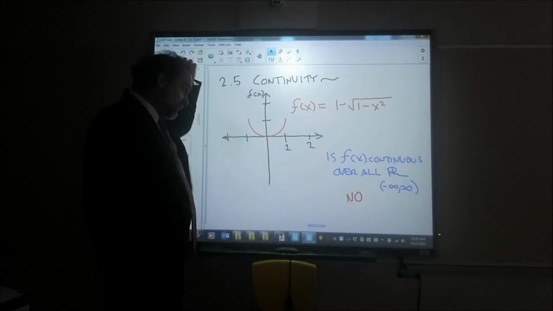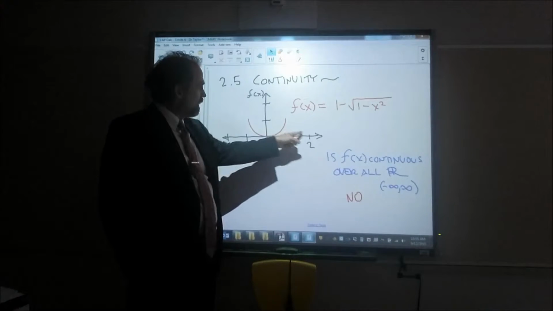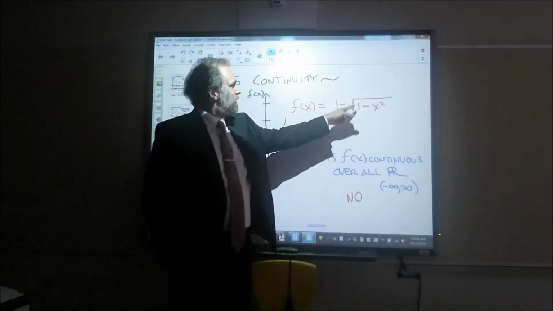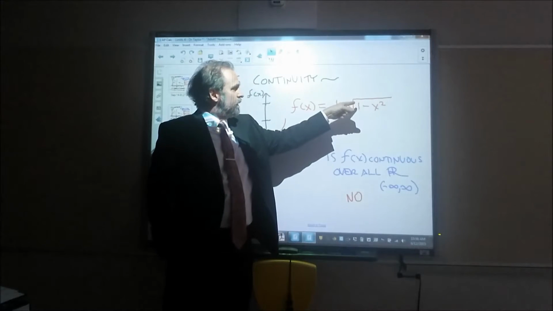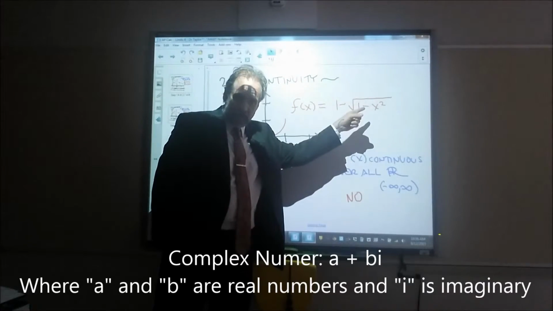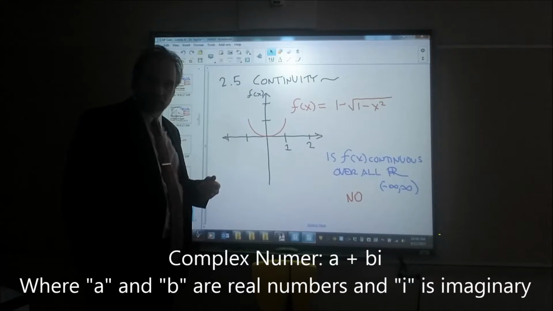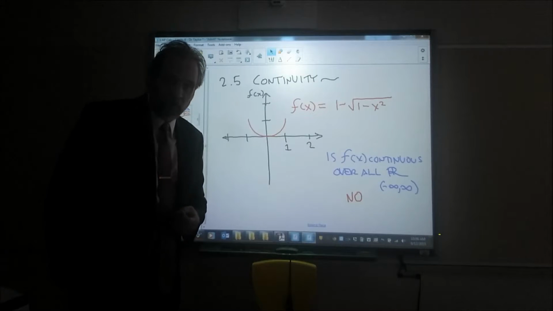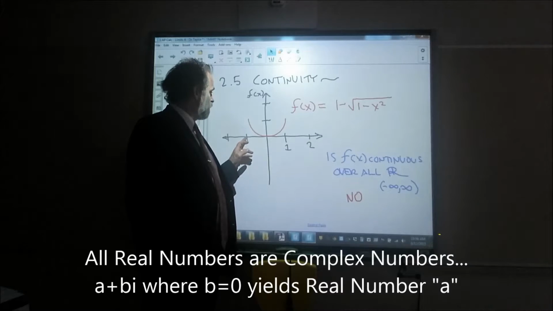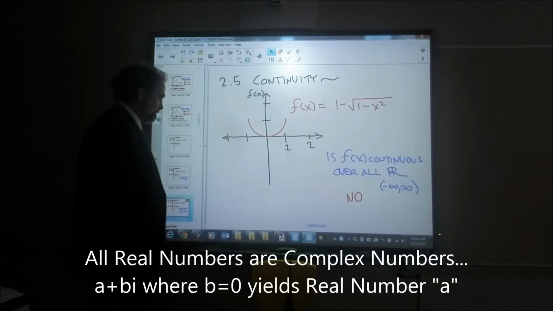So, what about 2? First of all, is there even a line drawn for the outputs of 2? No. Why not? What is 1 minus 4? -3. The square root of -3 is imaginary. So it's imaginary when I get to that point, and I don't want an imaginary value. I want a real value for continuity. So it's not continuous over all real numbers, but it is continuous over -1 to +1, inclusive, square brackets.